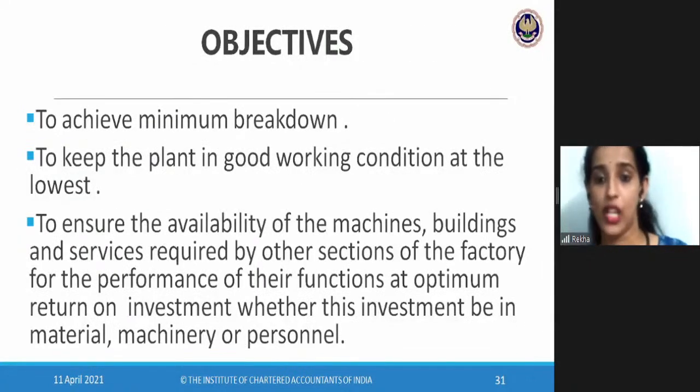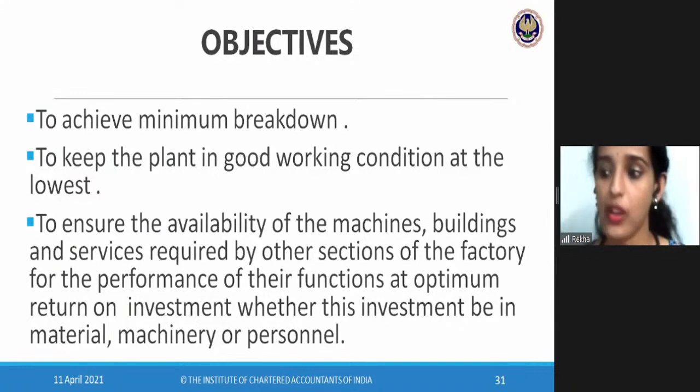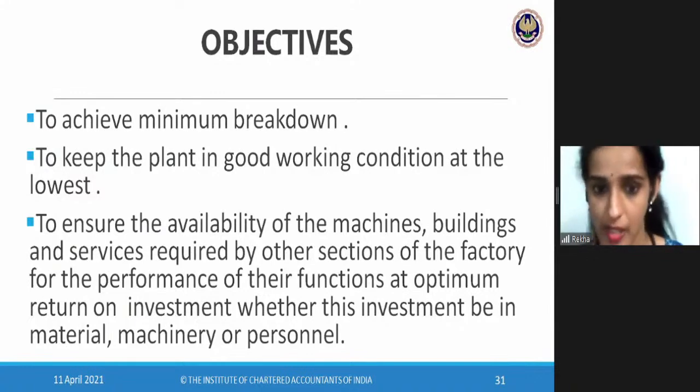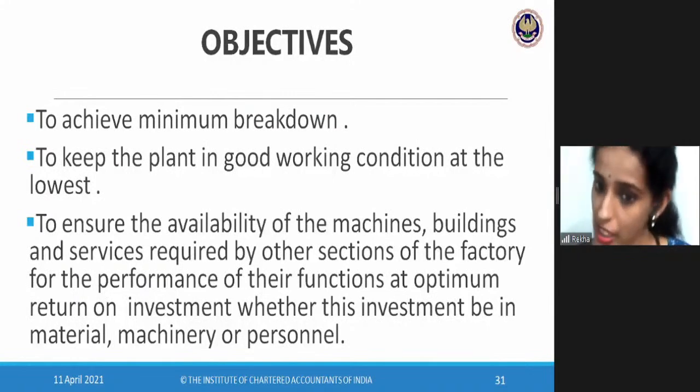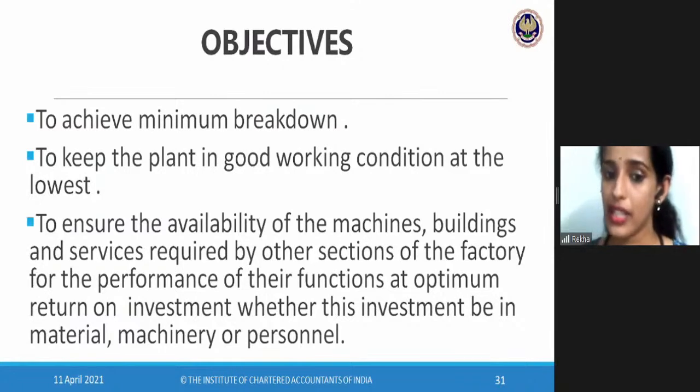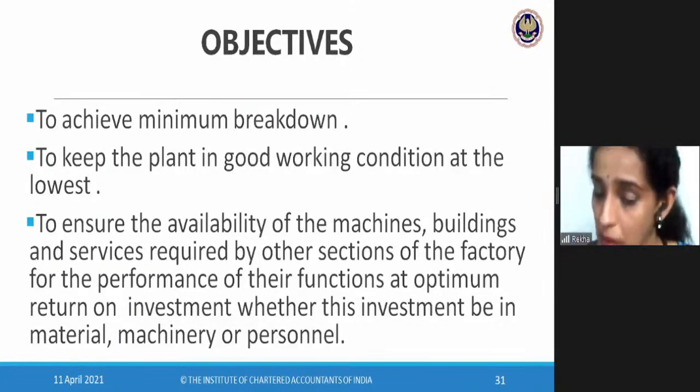Main objective. Now here what is important is the objective. What is the objective of your plant maintenance module? I told you for sales, the most important thing is the process. Material management, again the process. Now here it is the objective of the module. The main thing is you have to ensure that the minimum breakdown happens. There is no particular breakdown.